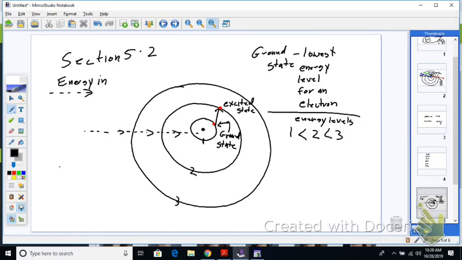Okay? So that's the excited state. But it's not going to stay there. It would stay there if you keep on adding more and more energy. Okay? It'll keep staying there. But it's going to eventually drop down. It's going to come back down to ground level. And what it does, it's going to give off energy. So none of these atoms will stay in an excited state. They'll eventually come back down. And when they come back down, they're going to give off a certain amount of energy.